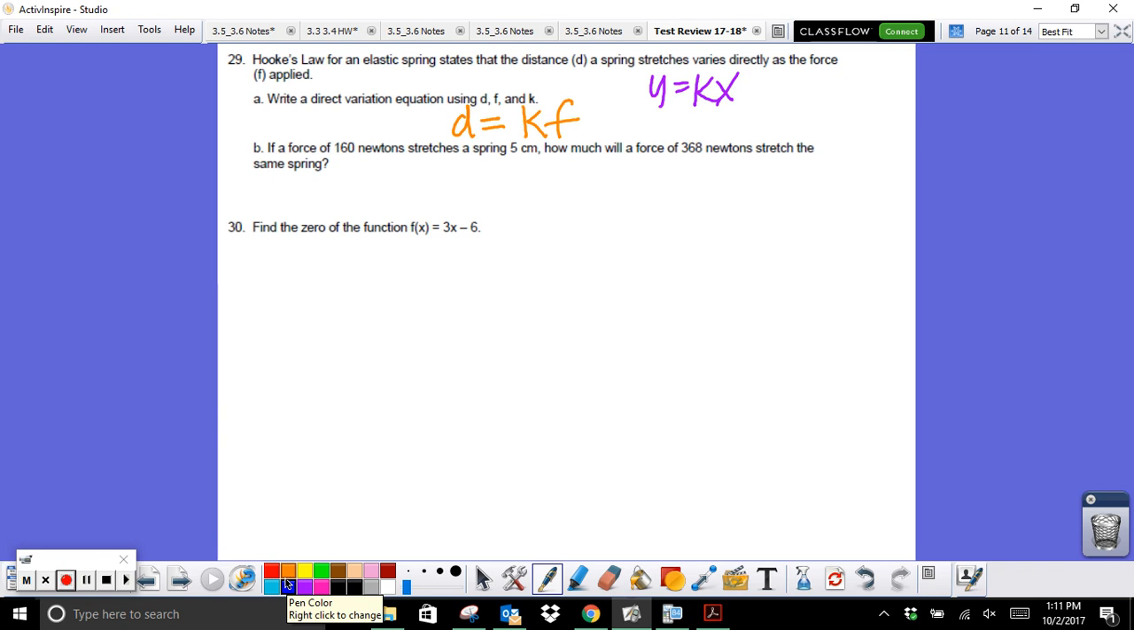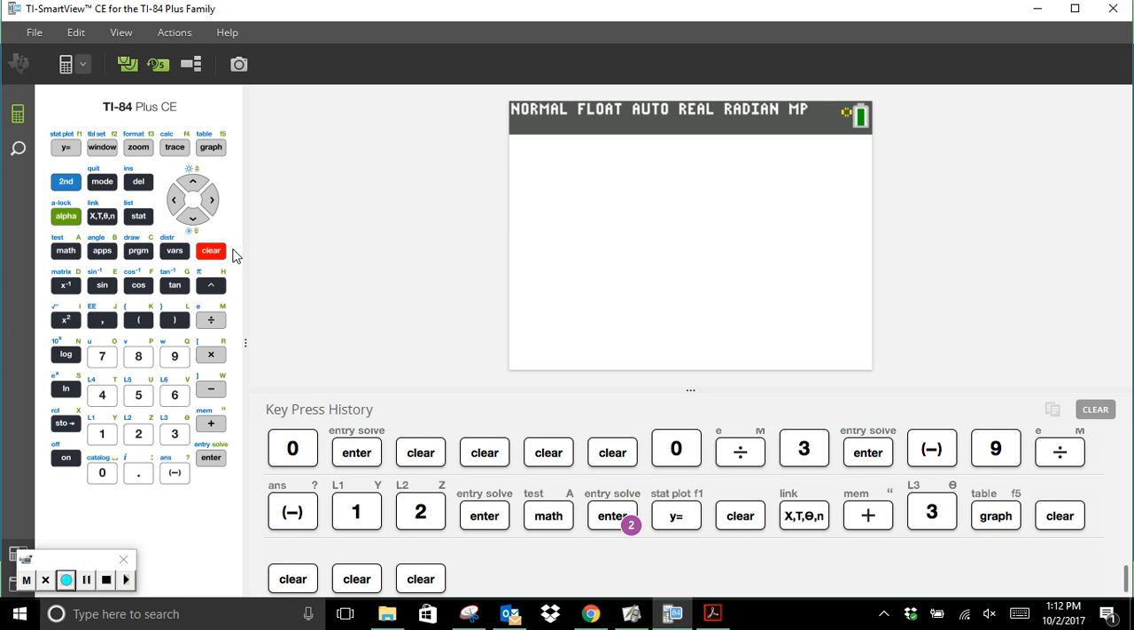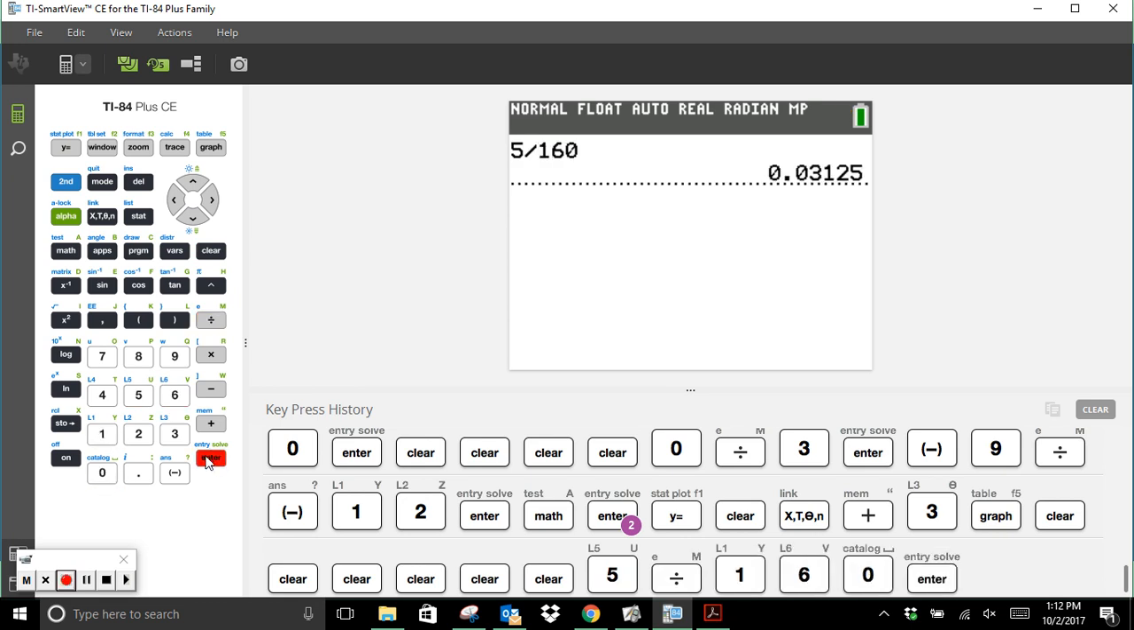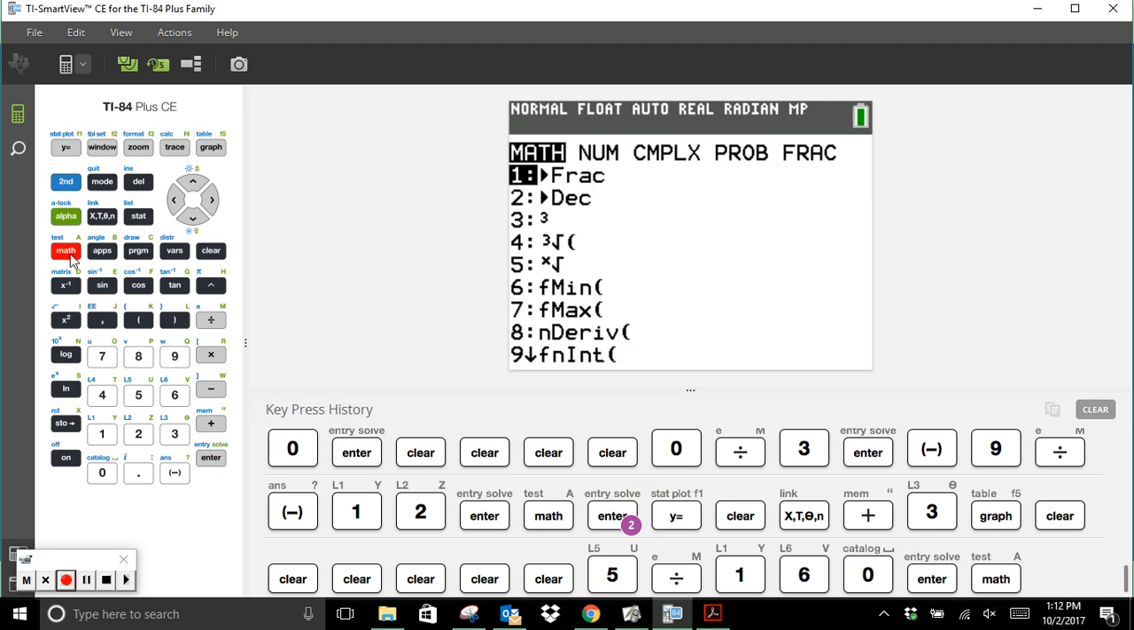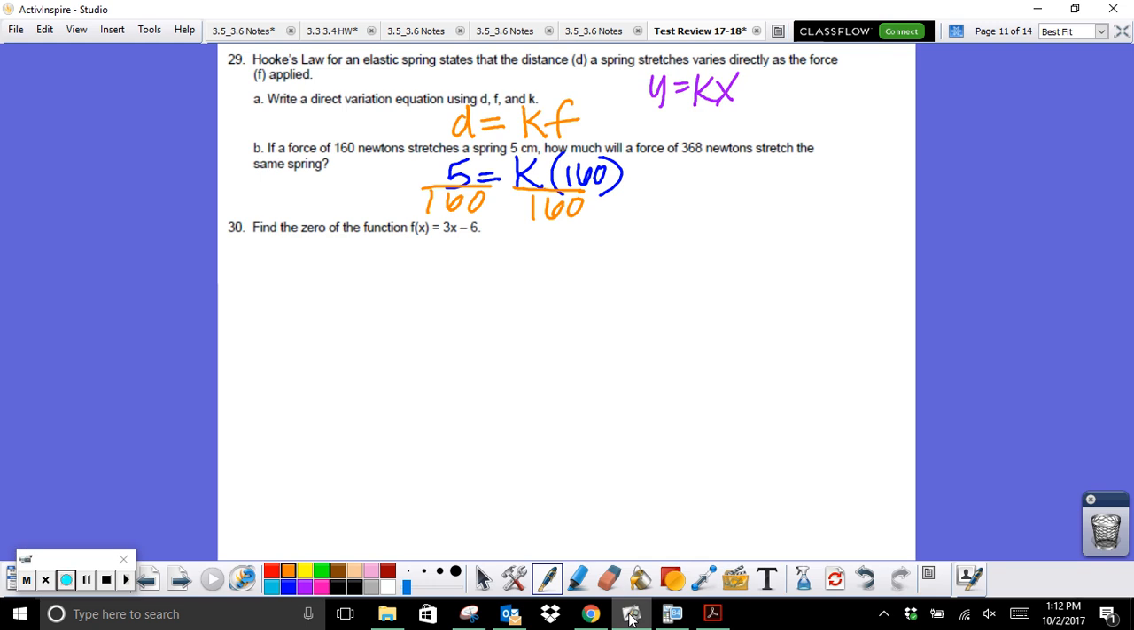So it says a force of 160 newtons stretches a spring 5 centimeters. So my distance is 5. I'm just taking this and plugging it into my formula now. I don't know k, but my force is 160. To find k, I need to divide by 160. So I'm just going to go to my calculator. I'm going to do 5 divided by 160. That's not a terrible decimal, but I'm going to go ahead and get this to a fraction, which is 1 over 32.